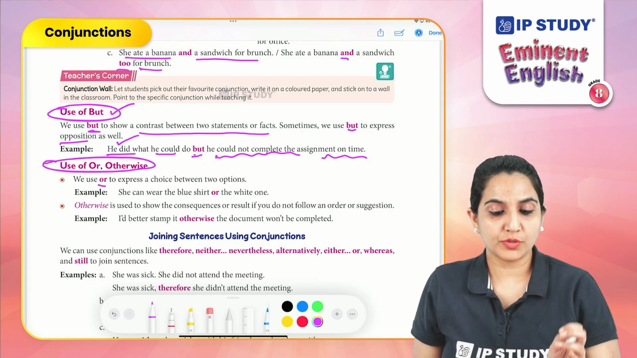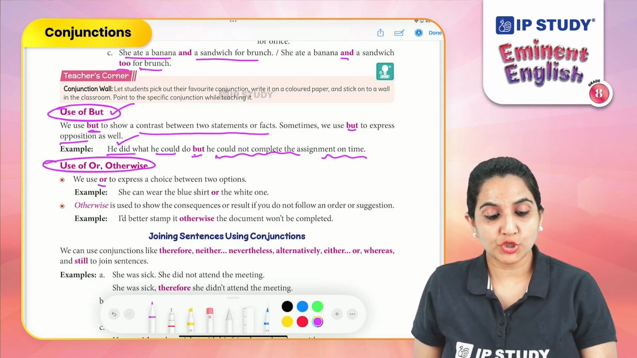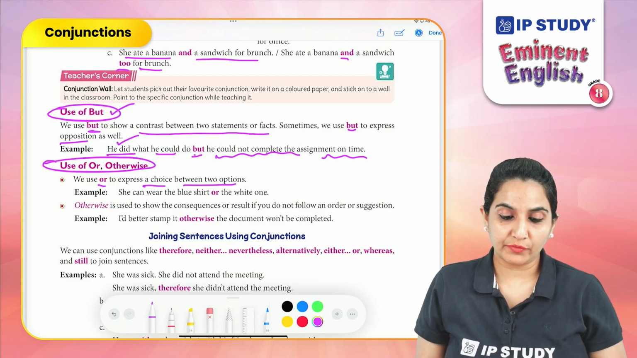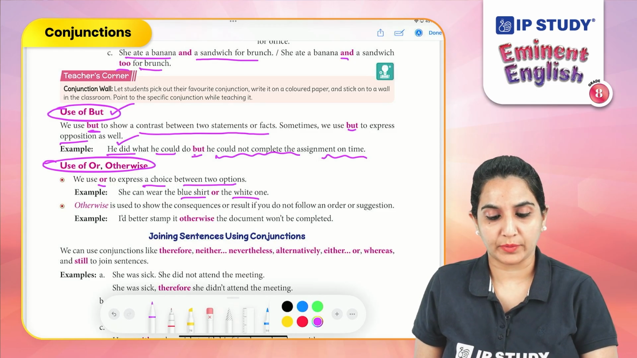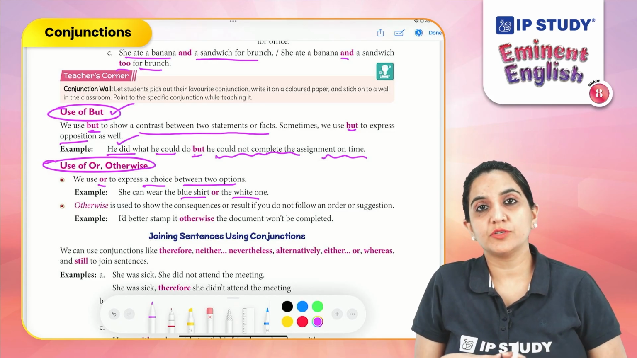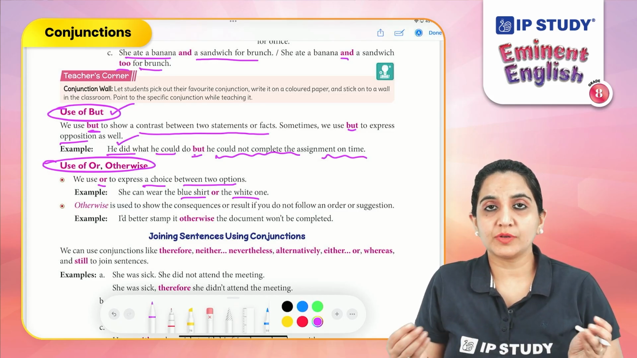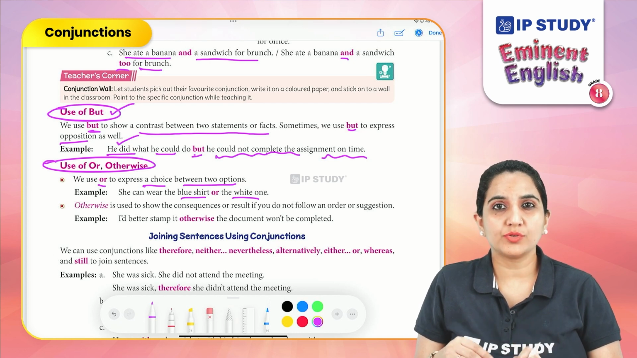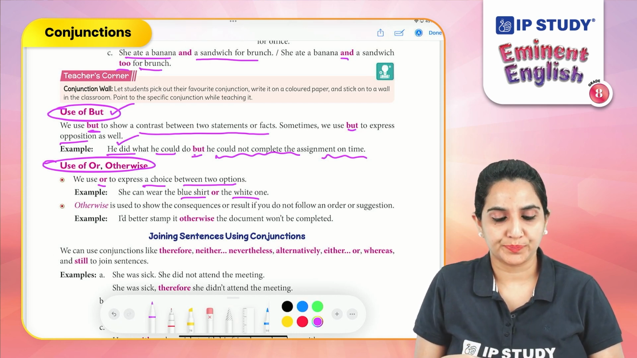Use of or, otherwise. Or is used to express a choice between two options. Like: she can wear the blue shirt or the white one. So a choice, when you have a choice. And is used when you join two statements that are similar in nature, but or is used when you have a choice between the two.